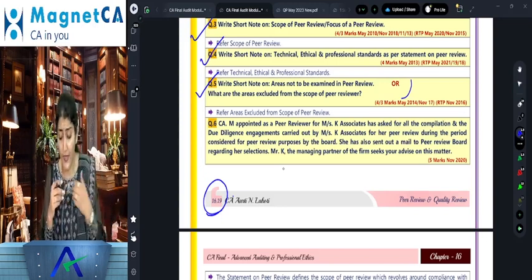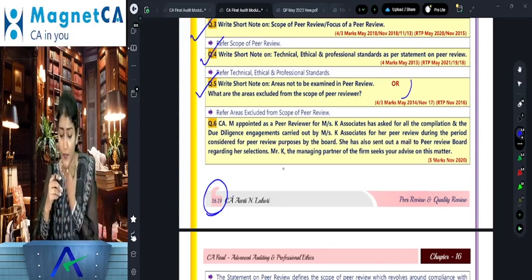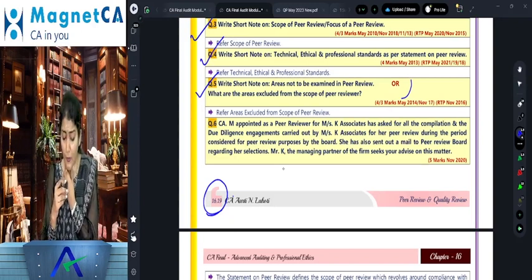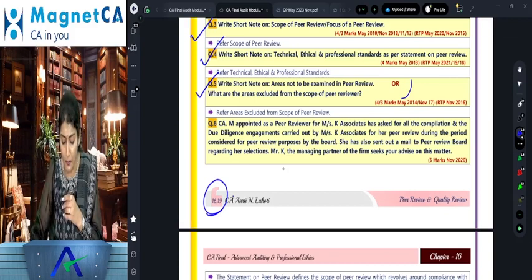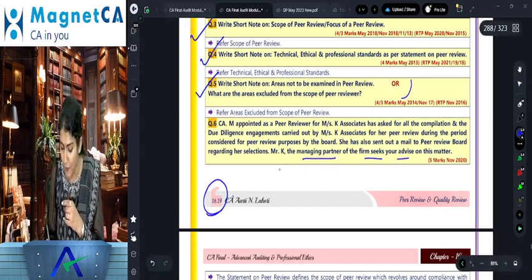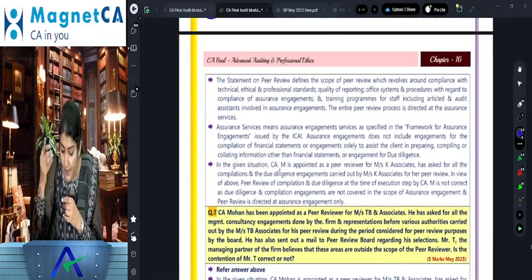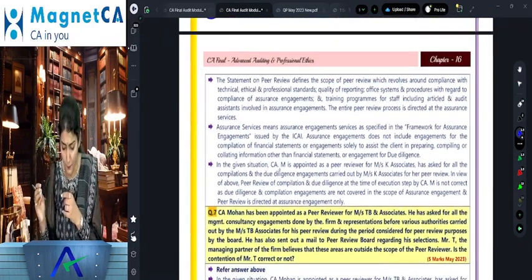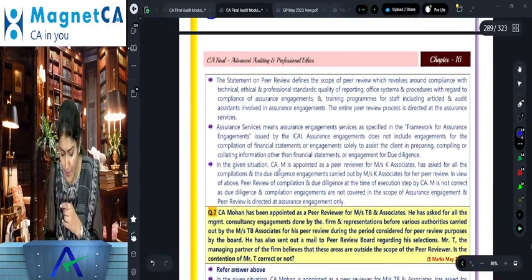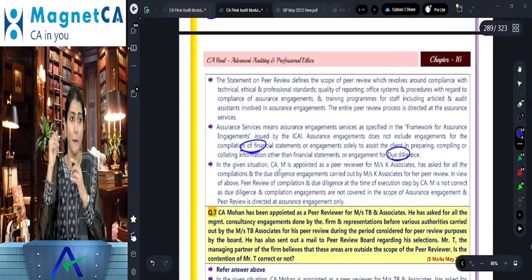No. Carried out by K Associates for her peer review during the period considered for peer review purposes by the board. She has also sent out a mail to the peer review board regarding her selection. K, the managing partner of the firm, seeks your advice on the matter. Right, so what do we say? What is excluded from the scope of peer review? Right, the due diligence and the compilation engagement. They are excluded from the scope of the peer review.